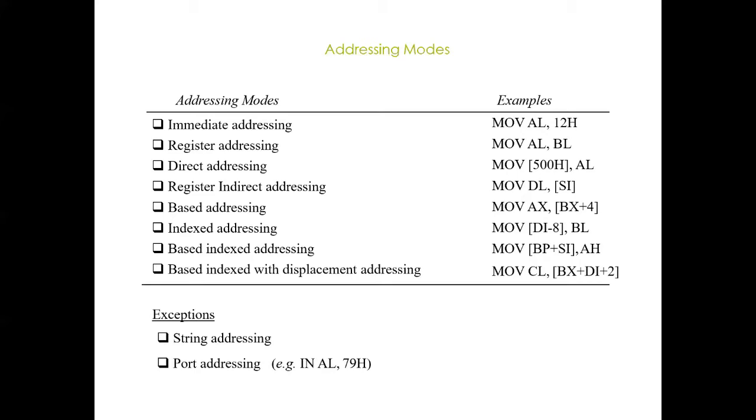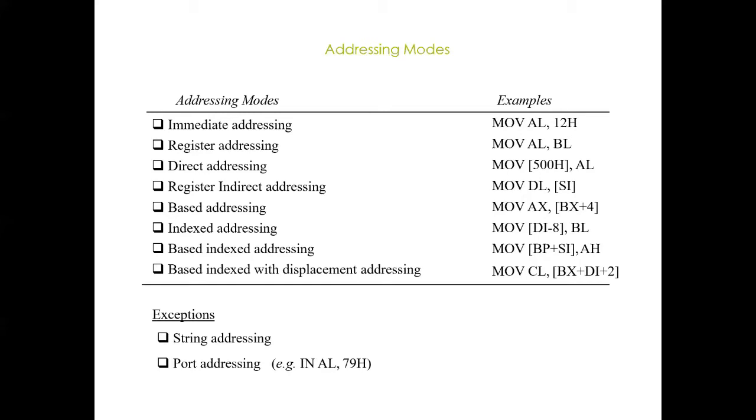Next is indexed addressing mode. The operand's offset is the sum of the content of an index register SI or DI and an 8-bit or 16-bit displacement. Offset is equal to SI or DI plus 8-bit or 16-bit displacement. Example, MOV AX, [SI plus 05], which is an example of 8-bit displacement. MOV [DI minus 8], BL and MOV AX, [SI plus 1528H], which is an example of 16-bit displacement.